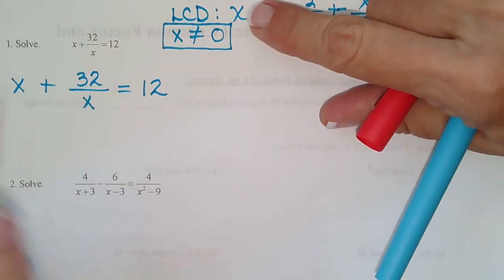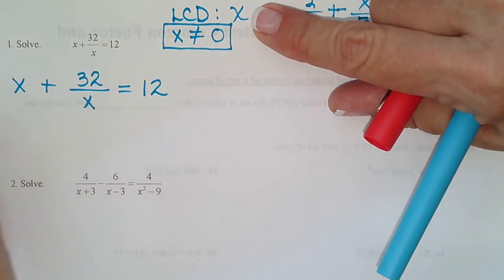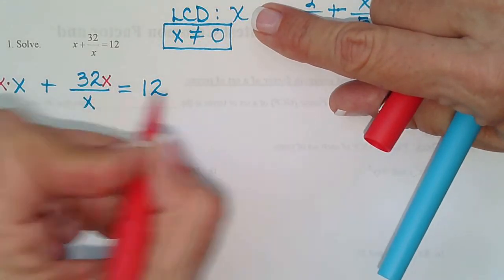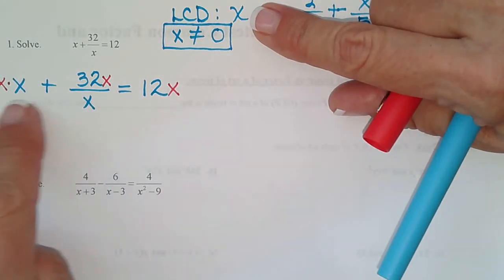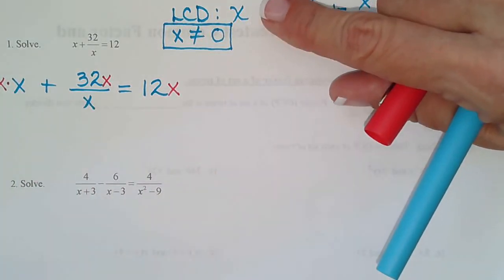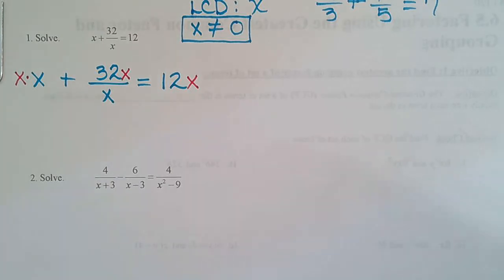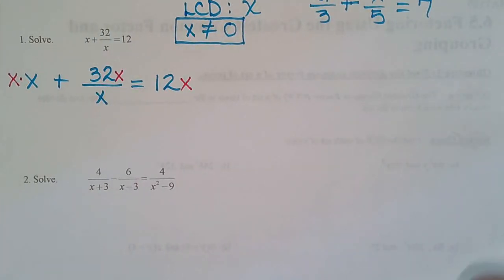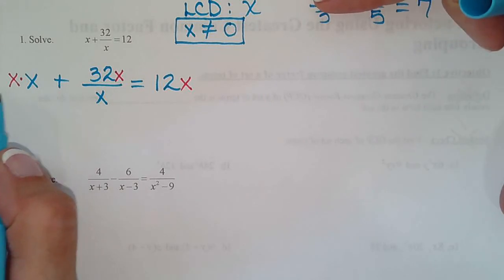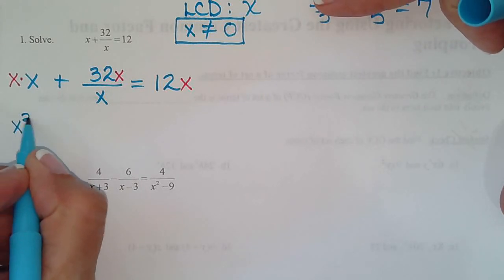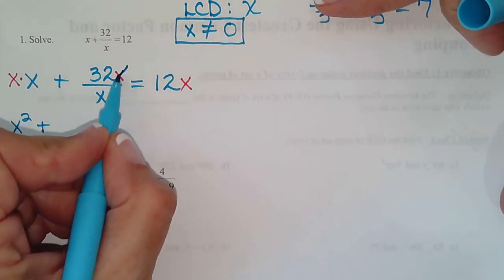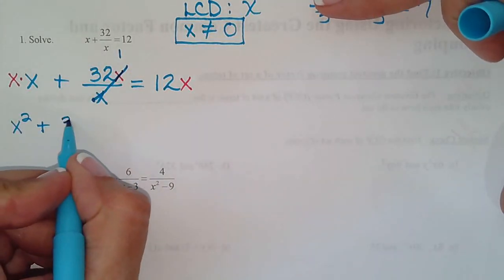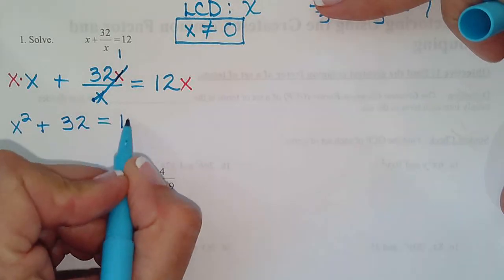Okay, so after we find the LCD, the only denominator is x, we multiply every single term by x. And there are 3 terms in this problem, so make sure you multiply all 3 terms by x. So what do we have here? We have x times x, which is x squared, plus, ding, those cancel, 32 equals 12x.